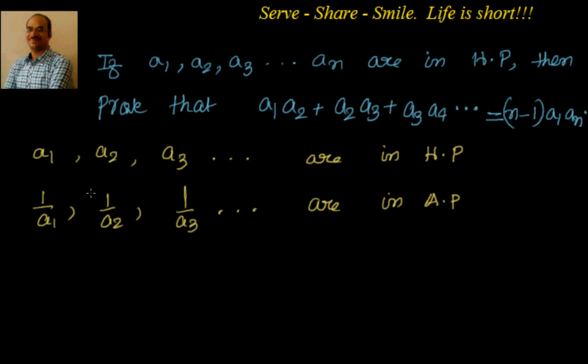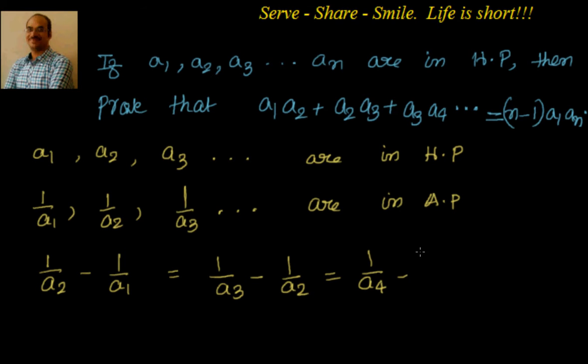And we know in AP the common difference is given by second term minus first term, which is also equal to third term minus second term, which is also equal to fourth term minus third term, which is also equal to 1 by AN minus 1 by A(N minus 1). Now, what we need is A1A2. We have 1 by A2 minus 1 by A1, which is equal to common difference D.